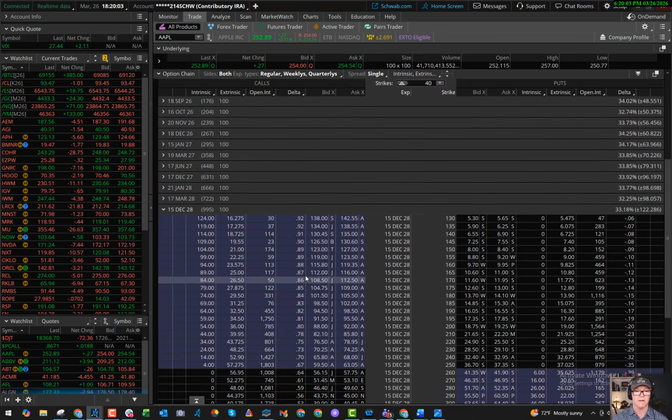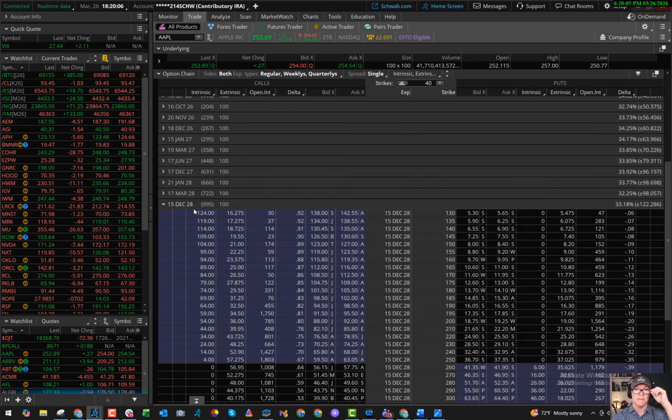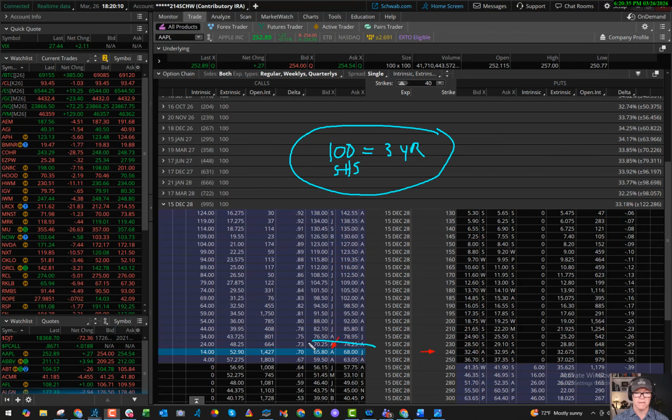So if we go all the way out here to December 28, again, this is almost 3 years from now, if we go to the 240 strike price, it's going to cost us around $65 a contract. It's more expensive, but guess what? You still control 100 shares now for 3 years instead of, in that case, 50 days. So this is 100 shares for 3 years. Again, a whole lot can happen in 3 years. This is a very inexpensive way to get a lot of exposure there.